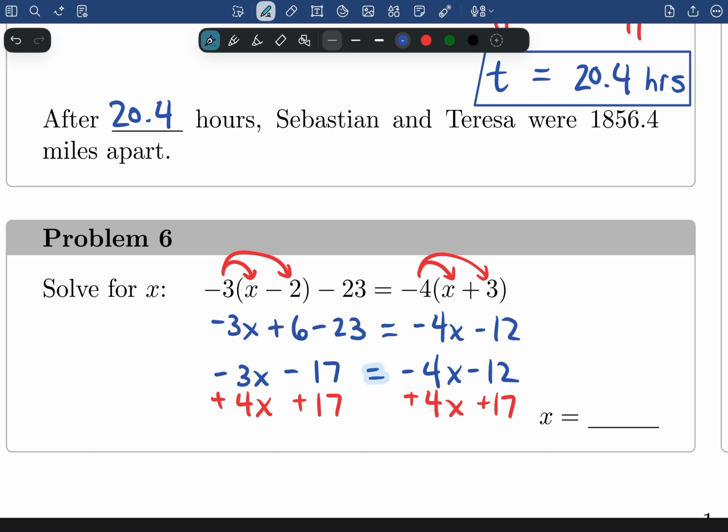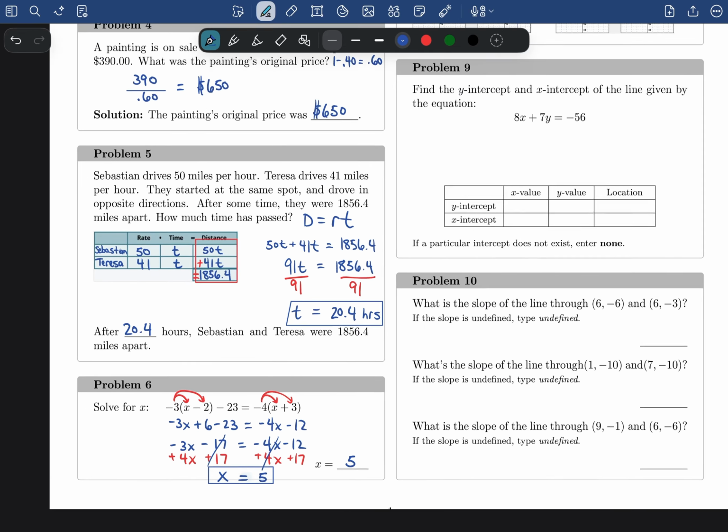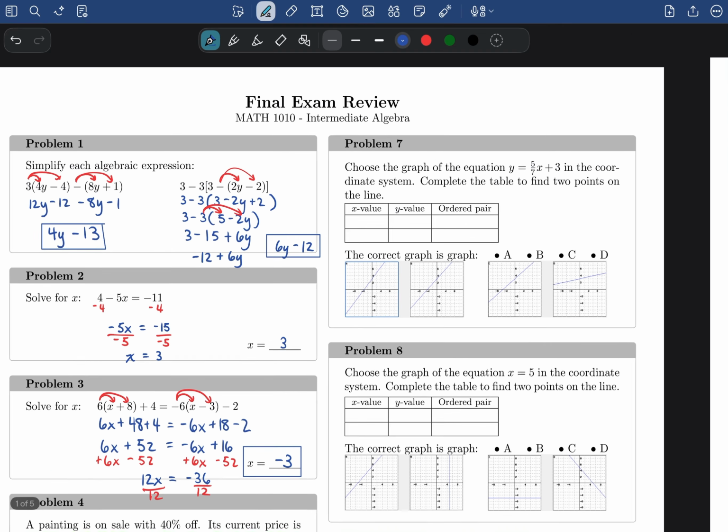Now I observe that on the left side of the equation, I've got negative 3x plus 4x, which is 1x, and negative 12 plus 17, which is 5. And surprisingly, I have now solved for x. It's all done. I found out x equals 5. That's my solution. Moving on to problem number 7.